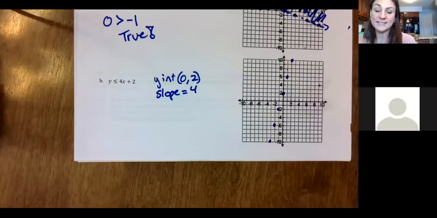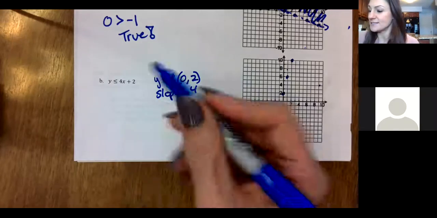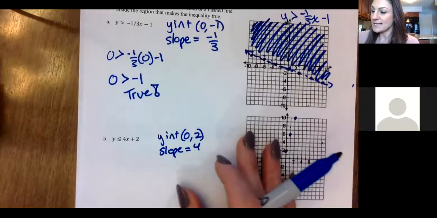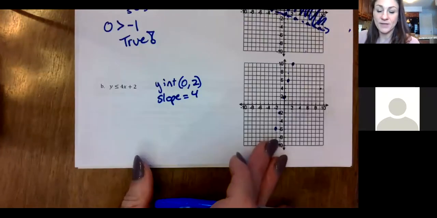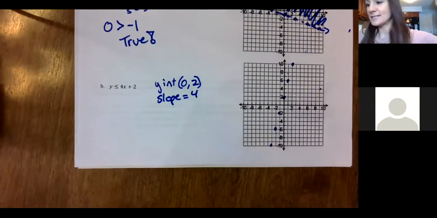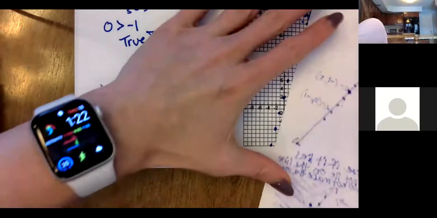Good. I want a solid line because it's less than or equal to. In the last problem, it was just greater than, so we made a dashed line. So I'm going to connect these with a solid line.